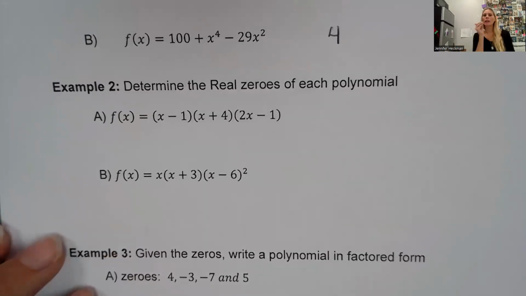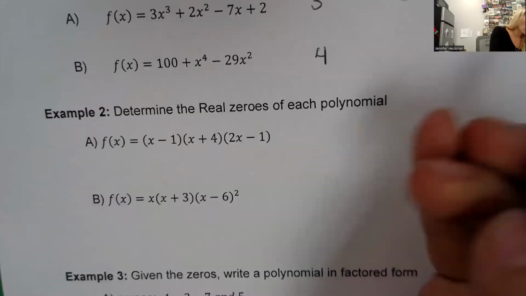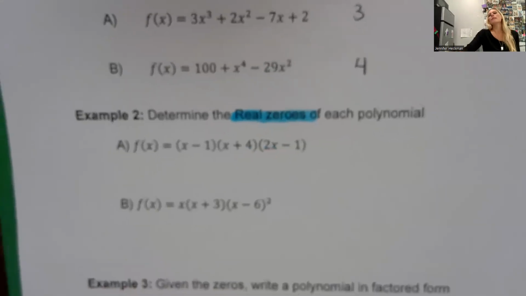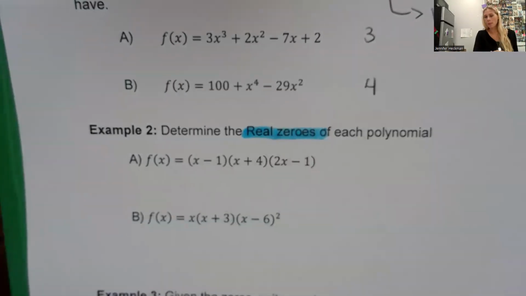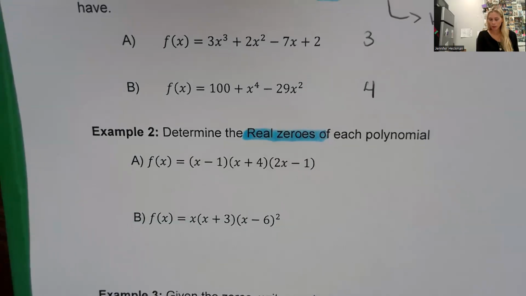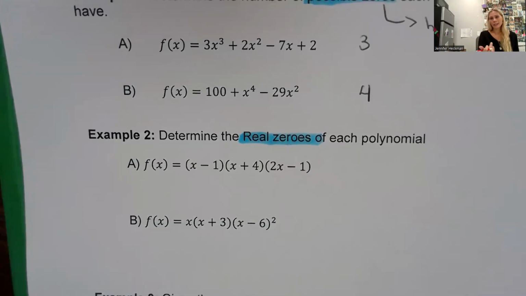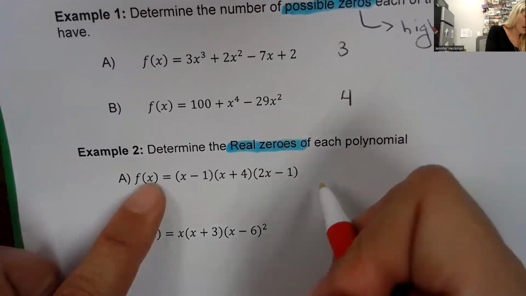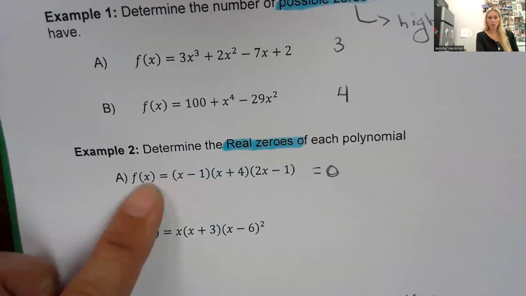Now we're actually going to determine, and specifically in this case, we are going to determine the real zeros, okay? In the future, you might end up doing all zeros, complex and real, but right now we're just doing real. Now, remember, real zeros are your x-intercepts. X-intercepts are when y equals 0. So really what we're looking at is what x's make this 0, okay?